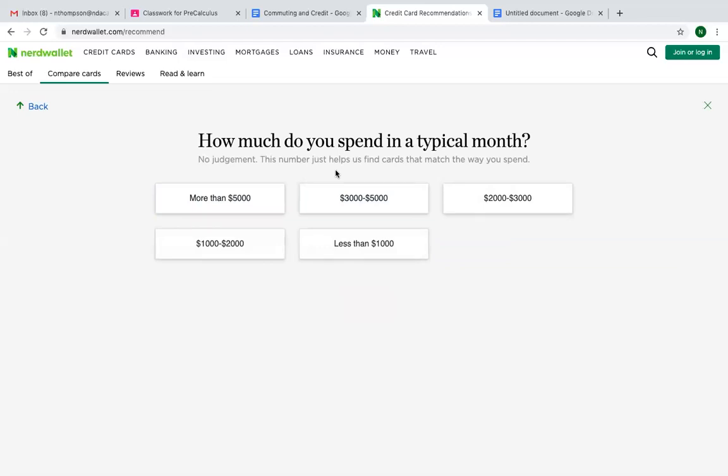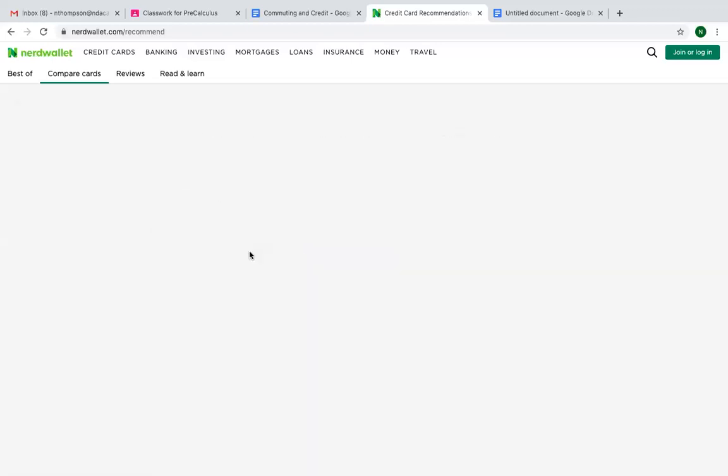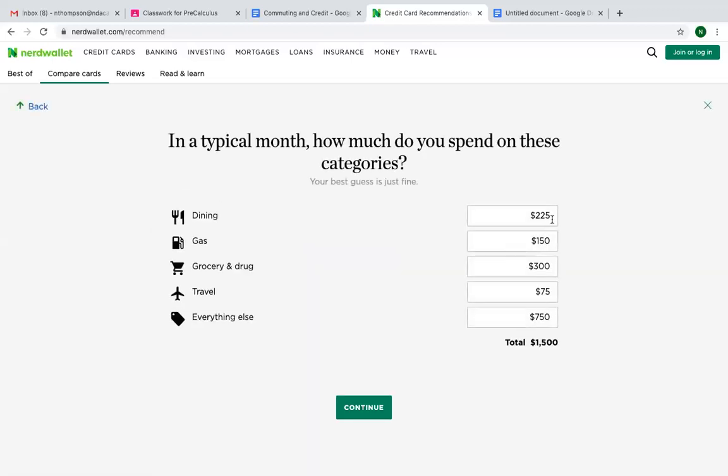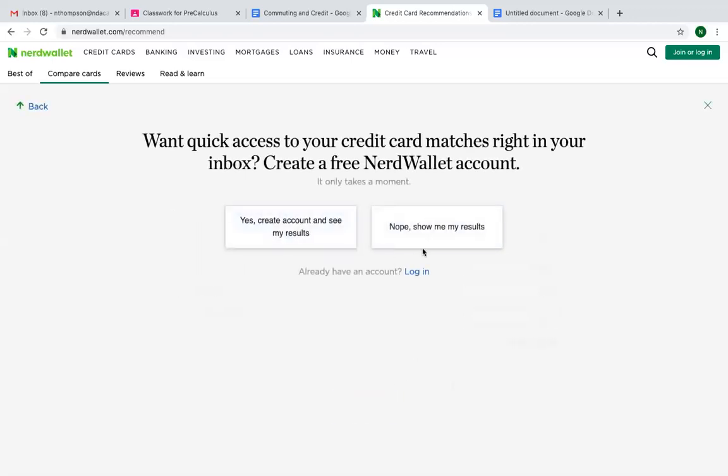And then you should know roughly how much you would spend in a month based off of what you were doing in college. Remember how we did the 50, 30, 20 rule, where you took 50% of your taxable income. So let's say I'd probably spend about that much per month. It depends on how much you're making. Think about how much you spend for different things. You know how much you spend per month for groceries. I'm just gonna leave it like this, but you can mess around with these numbers if you want to. And then you don't need to create an account, so just click, nope, show me my results.